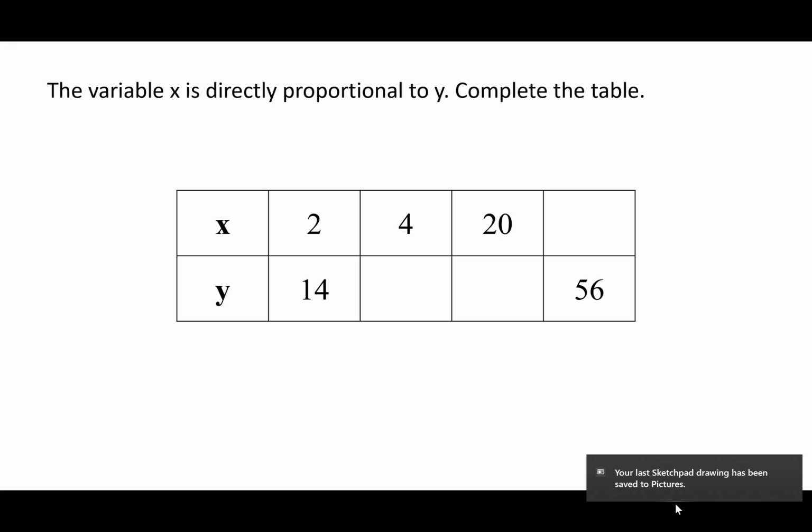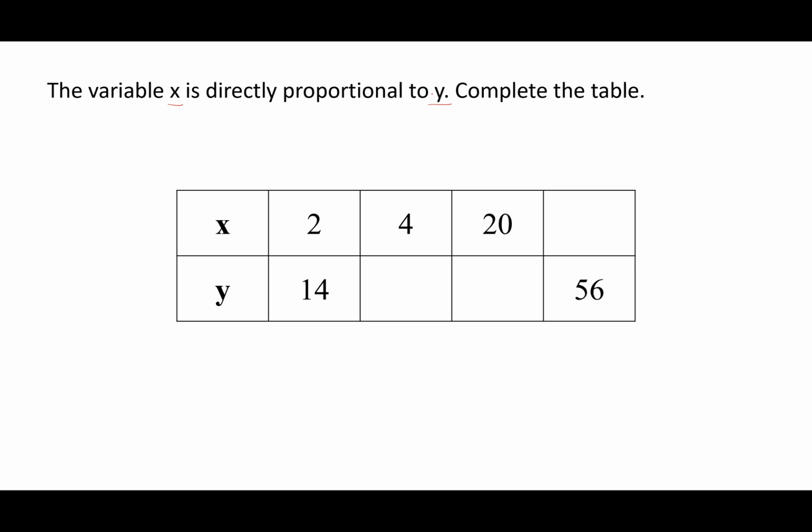Today we'll be talking about direct proportion and how we can relate two variables that are in a table and complete that table using what we know about direct proportion. So if we're given this table and we're told that x is directly proportional to the variable y, so notice these are the two variables that we have, we can find what I like to call the magic number.